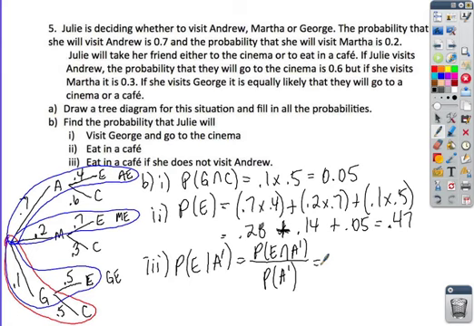is equal to 0.19. And the probability of not visiting Andrew is 0.3. Express this as a fraction, multiply by 100, so we get 19 out of 30. And that answers that question. Now go ahead and try some of these homework questions on your own.